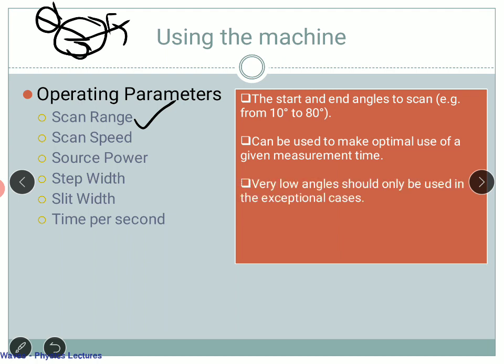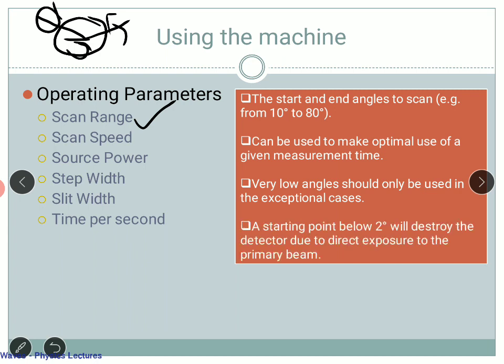Now very low angle is usually not used. It is used only in exceptional cases. In case you are sure that below 10 degree there is some kind of plane or Miller indices that is possible to obtain, or your sample is something new in nature and you want to know about its complete properties, then only do you use that case. Usually it's always above 10 degree.